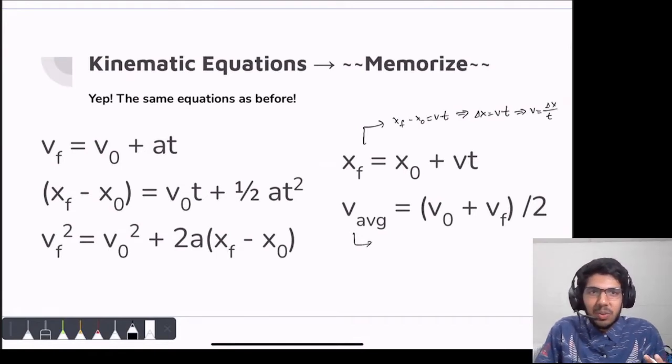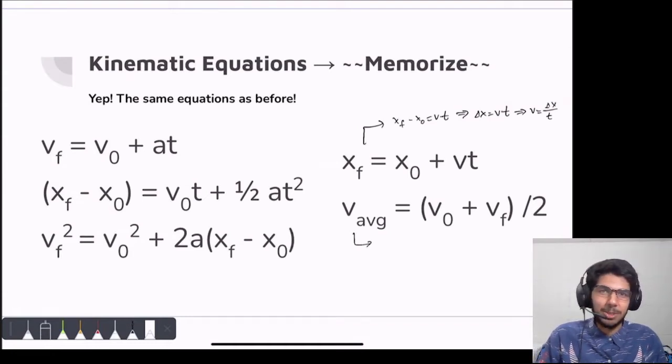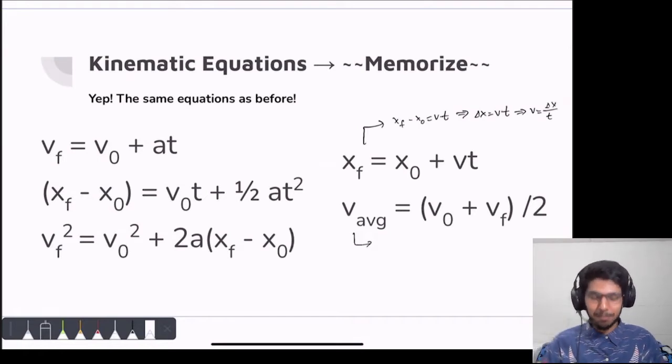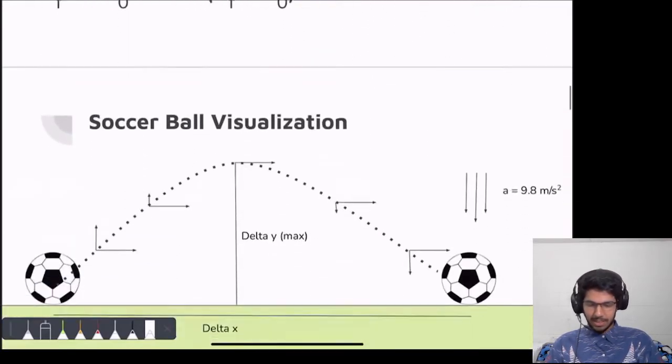So really, we already know all the equations we need for kinematics. Well, in 2 dimensions, and 1 dimension, because that's what we did last week. So there's not much new to learn when it comes to formulas.